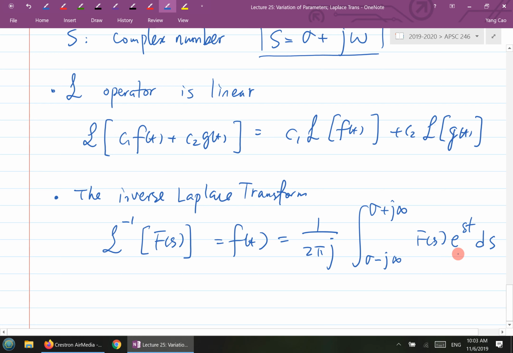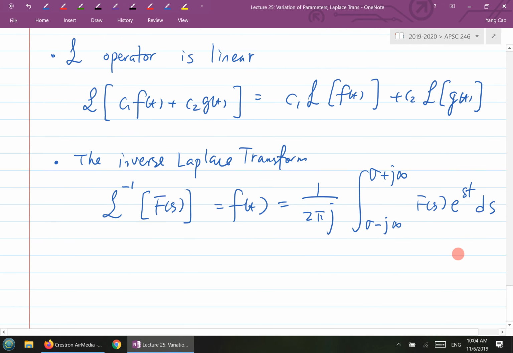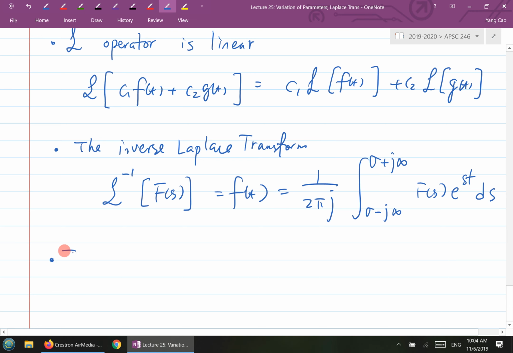The journey of calculus for you, mostly for engineering students, will stop here. It'll stop not just here, it'll stop in the other course in second year. But if you move on to graduate study, then you probably learn something like this, complex integral calculus. Okay, so what I want to show you is the Laplace transform of typical functions.